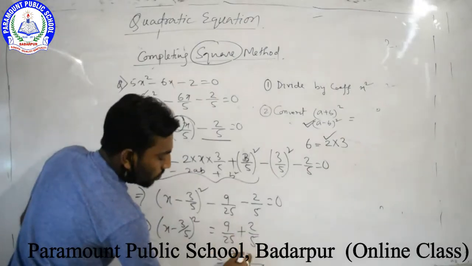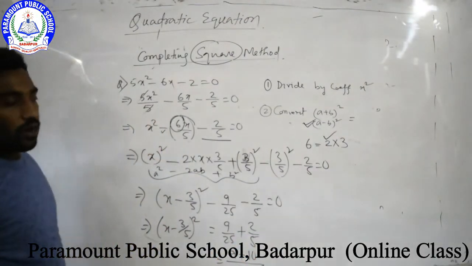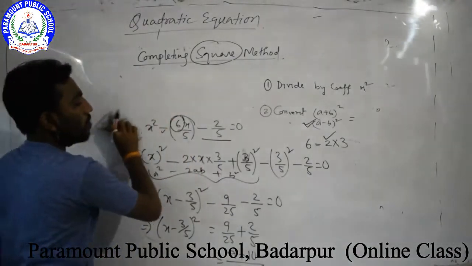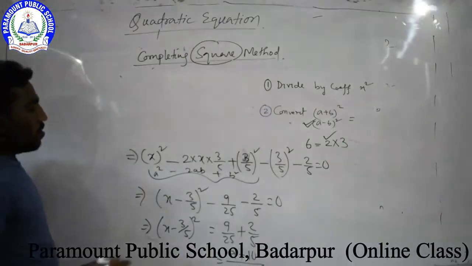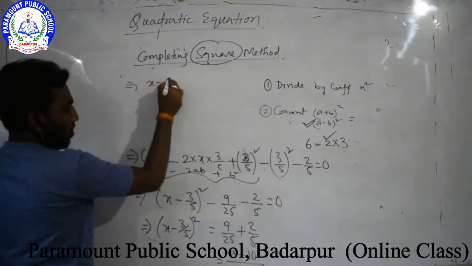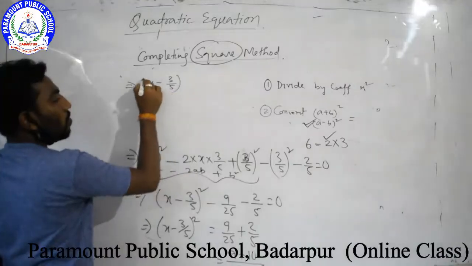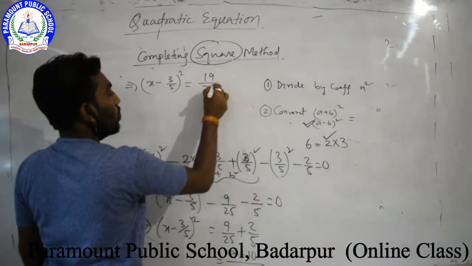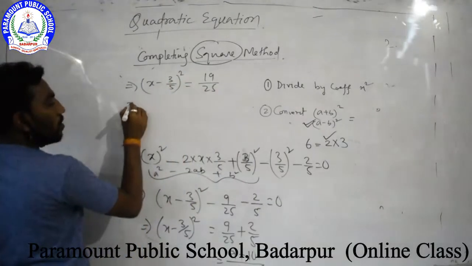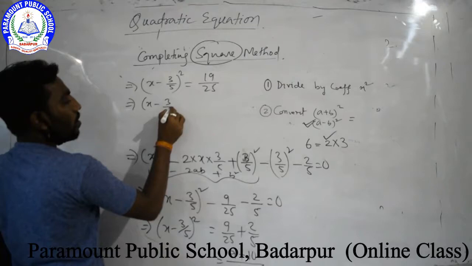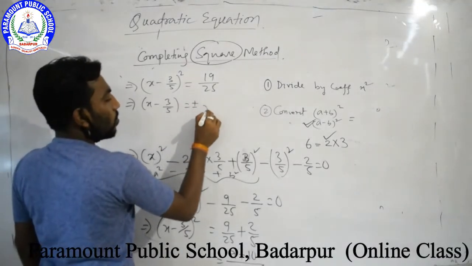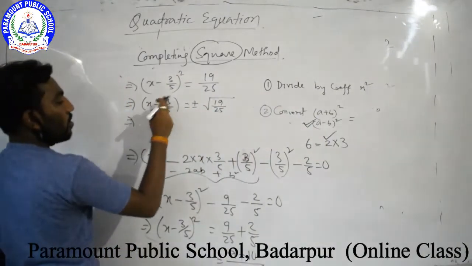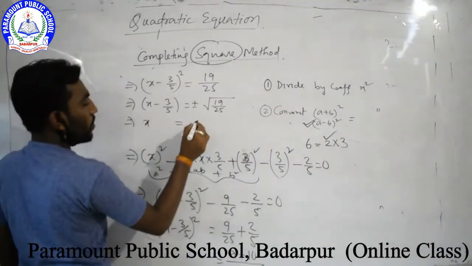9 plus 5 into 2 is 10. Okay, student? X minus 3 by 5 whole square is equal to 9 plus 10 is 19 by 25. Take this square that side. So it will become square root of 19 by 25. Now take this value that side, keep x in the left hand side.